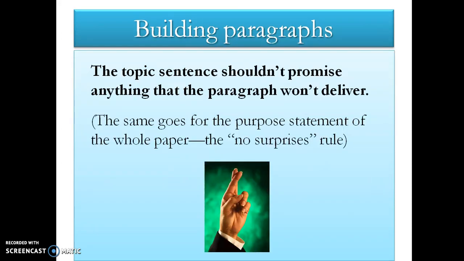So it's very important that your topic sentence follow the no surprises rule. And that just means that your topic sentence shouldn't promise anything that your paragraph isn't going to deliver. So whatever you promise with that topic sentence, the rest of the sentences in there should fully develop that. So if you say you're going to do X, Y, and Z, don't just do X and Y. And the same goes, by the way, for the purpose statement of the whole paper. Whatever you promise to do in that purpose statement, you should make sure you fully fulfill in the paper.